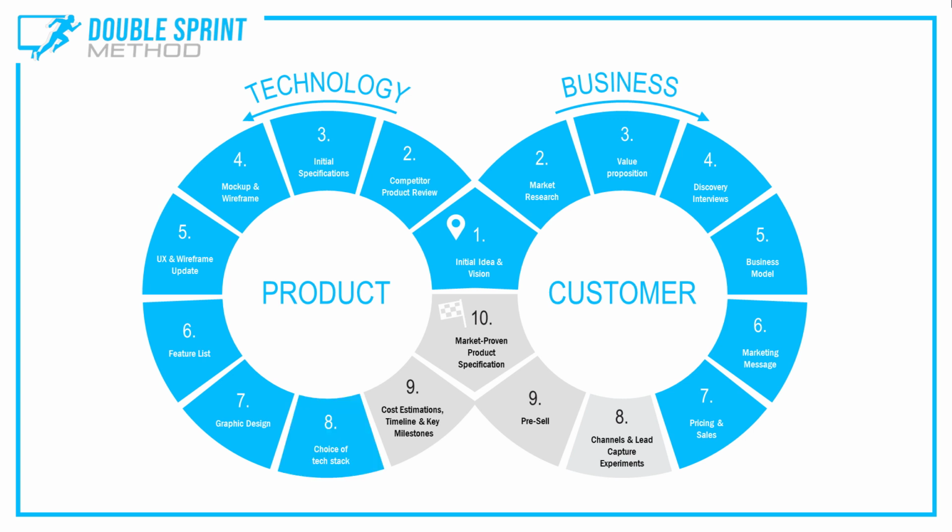Step number 8, choice of tech stack. You can talk to different developer companies, different development teams, and figure out on what kind of tech stack you should build your software or platform. What coding language, what platform, what frameworks you should use, and what kind of integrations and other technical specifications should be included. Simply saying, you are going outside the building and meeting potential developers and showing them your wireframe, your feature list, and your initial specifications.